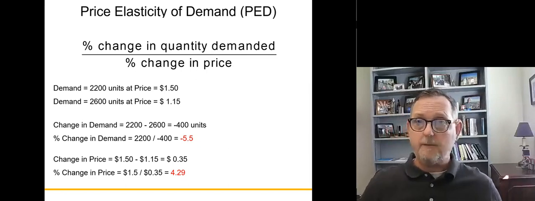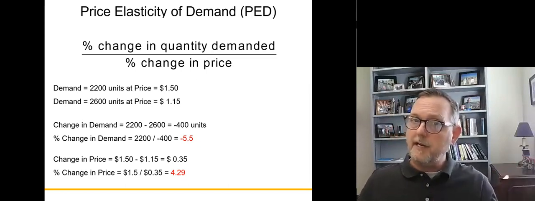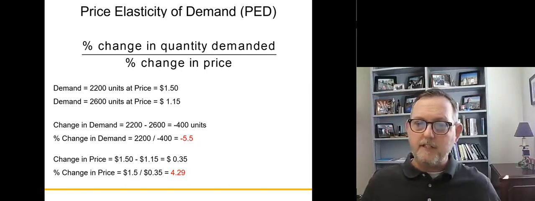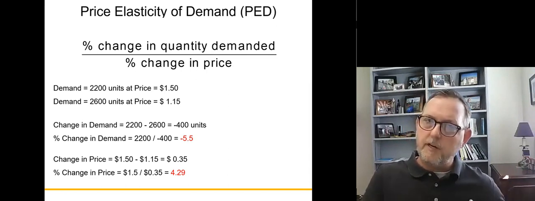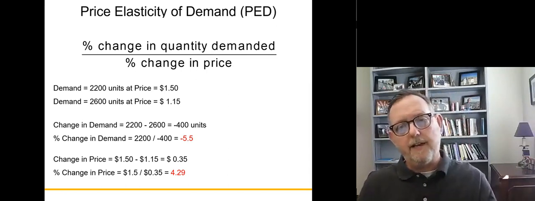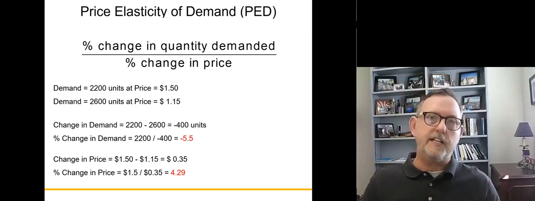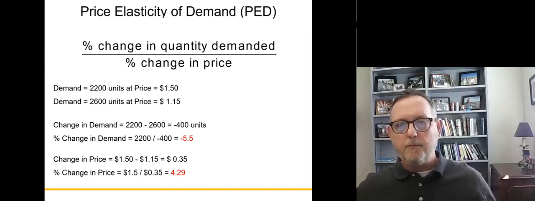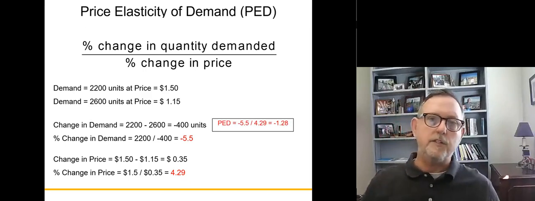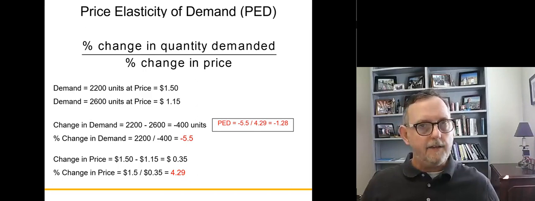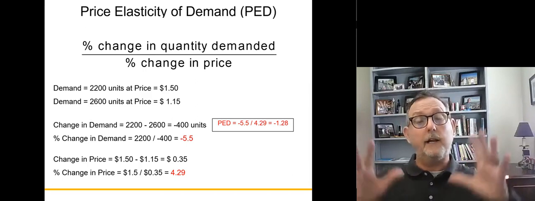Okay, going to do the price, exact same like we did before. We'll take the original minus the new, it's 35 cents. Then we take the original price, $1.50, and divide it by that 35, and we get 4.29. That's the percent change in price. So 5.5 divided by 4.29, negative 1.28. Okay, negative 1.28. That's our price elasticity of demand.